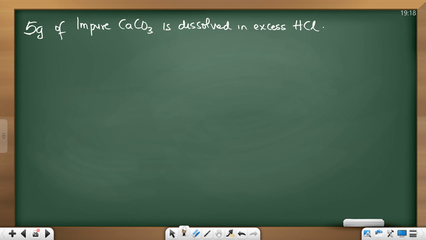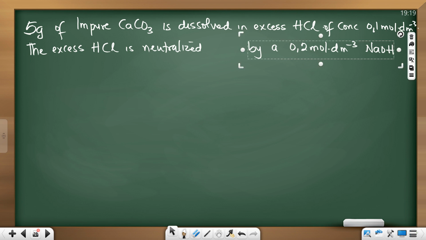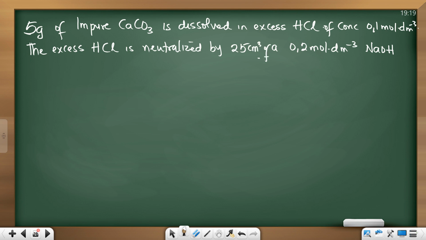5 grams of that is dissolved in hydrochloric acid of concentration 0.1 moles per cubic decimeter. The excess HCl is neutralized by 0.2 mol per cubic decimeter sodium hydroxide, 25 cm³ of it. Calculate the percentage purity.